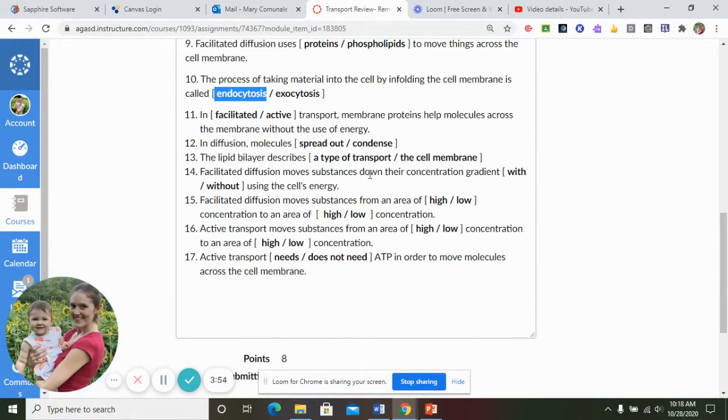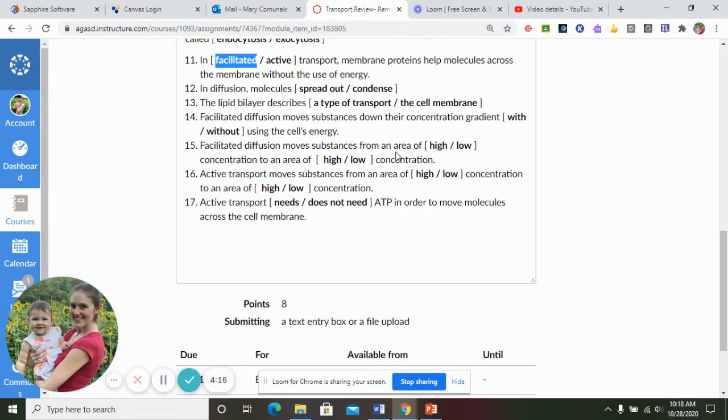Exo means exiting. In blank transport, membrane proteins help molecules across the membrane without the use of energy. Without the use of energy is our main hint in this particular question. So facilitated diffusion or facilitated transport does not use energy. Active transport does use energy, so let's go with facilitated. In diffusion, molecules are going to try to spread out. They want to get as far away from one another as they possibly can. The lipid bilayer describes a type of transport? No, it describes the cell membrane.